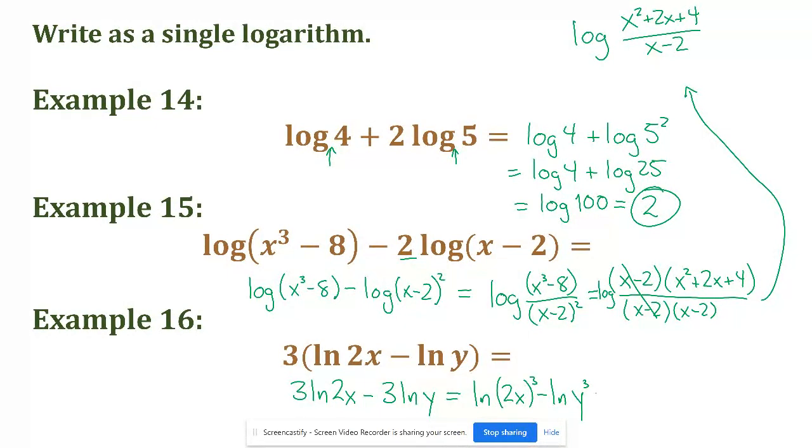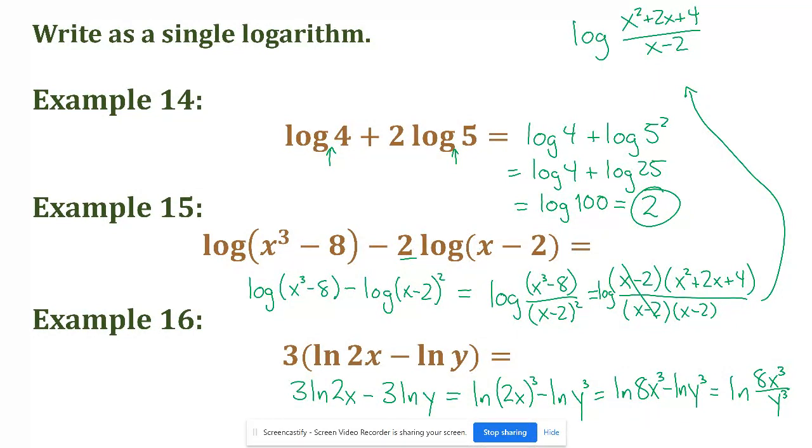So now I'm going to simplify this a little further. 2x cubed is going to give me 8x to the third power. And then I have minus ln of y to the third power. My final step here is I'm going to combine these into one logarithm using division. I'm going to make a fraction here. So I'm going to have ln of 8x to the third over y to the third.